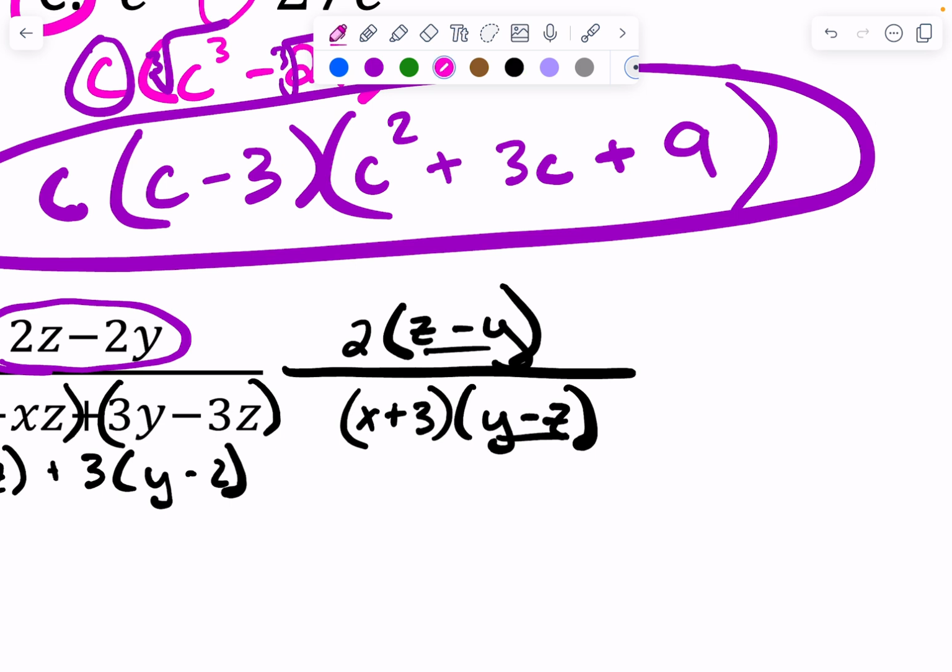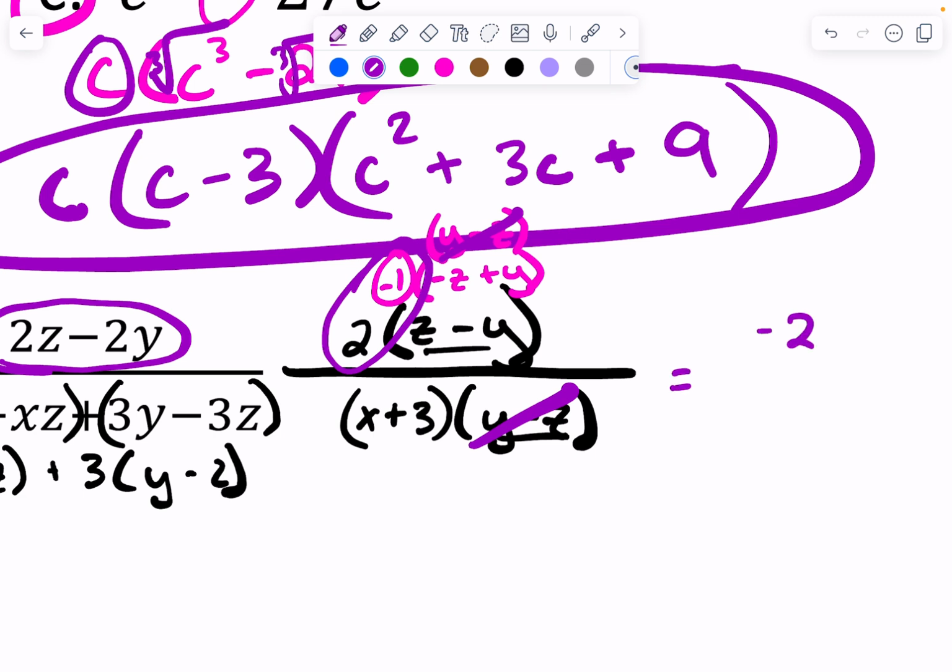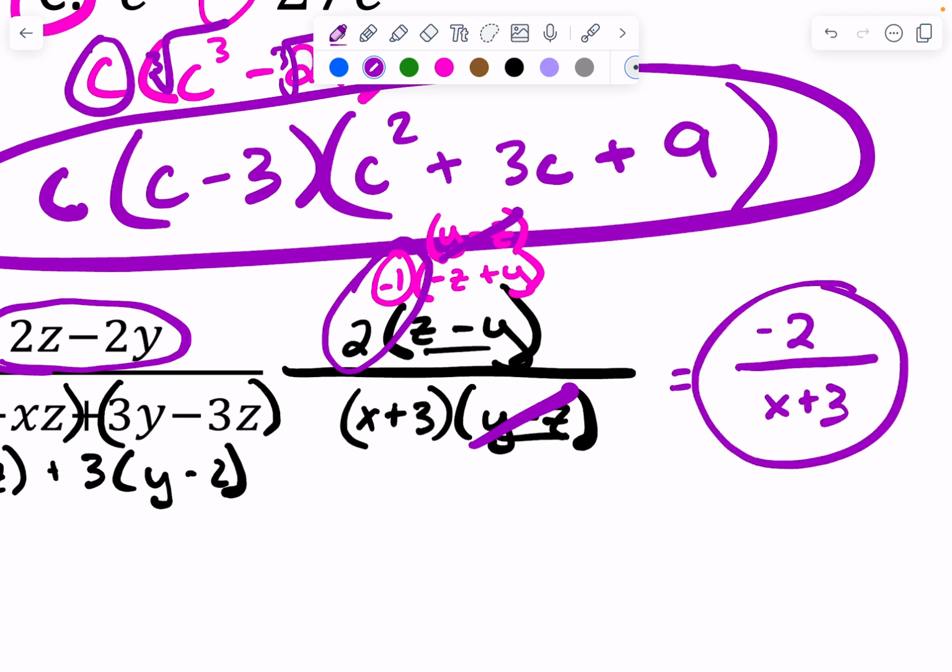Except if I take a negative 1 out of this, I end up with negative Z plus Y, which is another way of saying Y minus Z, right? So if I pull a negative 1 out, I have Y minus Z, and those will cancel. Y minus Z cancels with Y minus Z. But then I have this going on here, and 2 and negative 1 makes negative 2 because you're multiplying. Okay. So that was a weird thing. If they're close to being like one another, but they're just different signs, just pull a negative 1 out. And that's what it will look like.